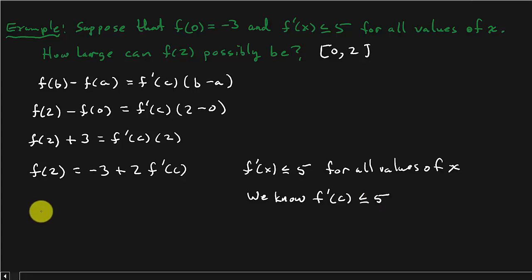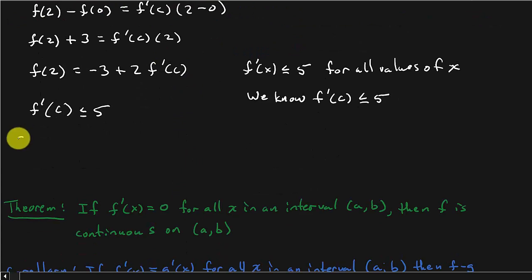So if we take f prime of c less than or equal to 5, and we multiply both sides by 2, we get 2f prime of c is less than or equal to 10. Well, where in the world did the 2 come from? Why did I multiply both sides by 2? Well, I've got this term here, 2f prime of c, so I'm trying to get that again down here. So that's telling me that this term here is less than or equal to 10. See that?